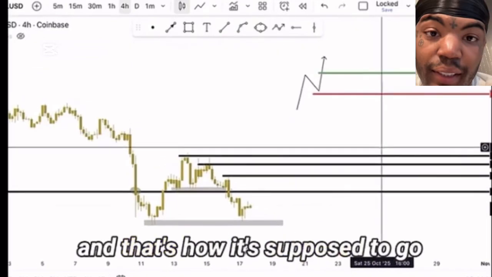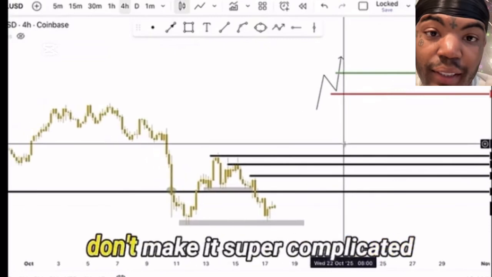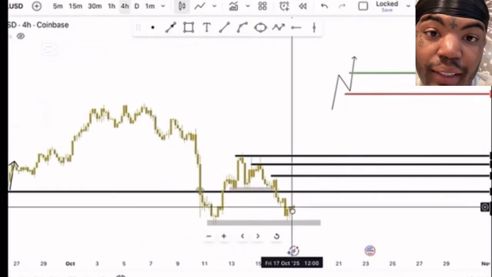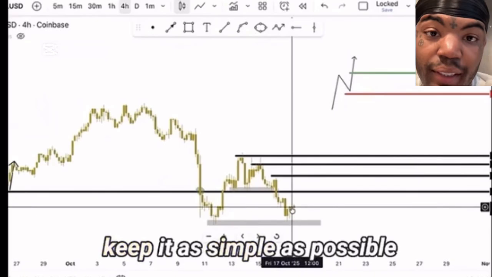And that's how it's supposed to go. Right? So with that being said, don't make it super complicated. Keep it as simple as possible.